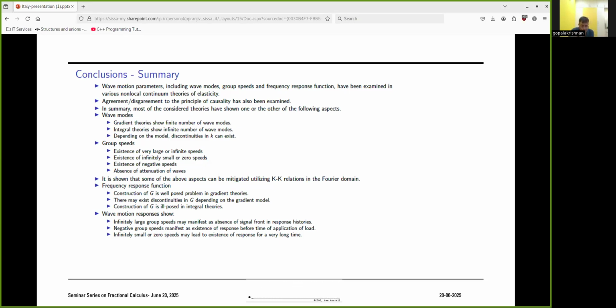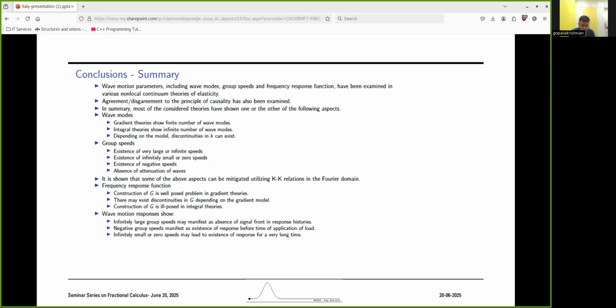So essentially, in conclusion, we can say that the wave motion parameters, including wave modes, group speeds, frequency response, have been examined in the various non-local theories, and the agreement or disagreement to the principle of causality has also been examined. And especially the more contentious part is in the integral type non-locality. In summary, most of the considered theories have shown one or the other aspects of unphysical nature. In the wave modes, gradient theory shows a finite number of wave modes. Integral theory shows an infinite number of wave modes. Depending on the model, the discontinuities in K can exist, which is a source of instability.